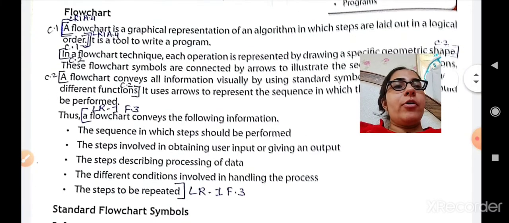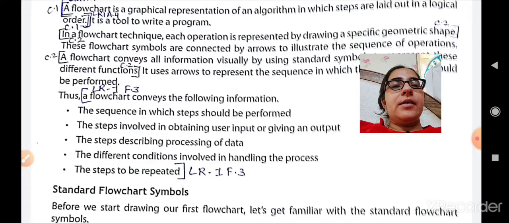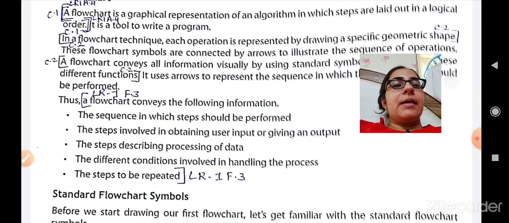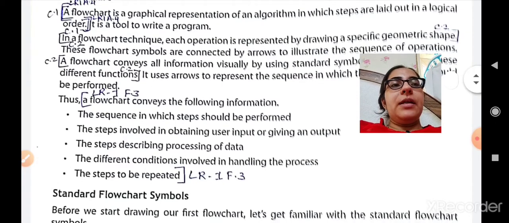Second, the steps involved in obtaining the user input or giving an output. Okay, so which steps are used? First, you have to start the program, then you have to get the input from the user, then you have to process it, and finally you have to give the output. So all the steps of doing this action should be written in a proper manner. Third is the steps describing processing of data. It means how the data can be processed, whether it is calculation, mathematical operations, logical operations. So which type of data is there and which type of operations they want to perform, regarding that the steps should be given.